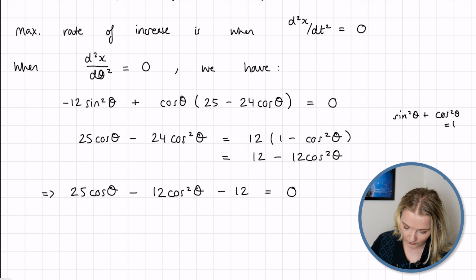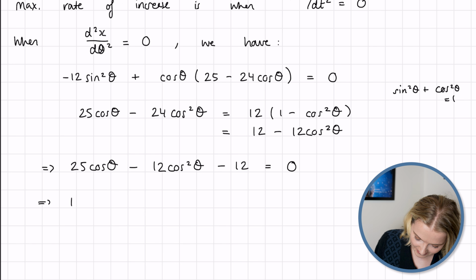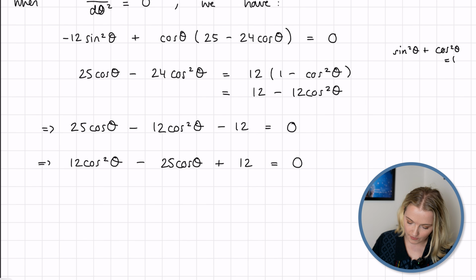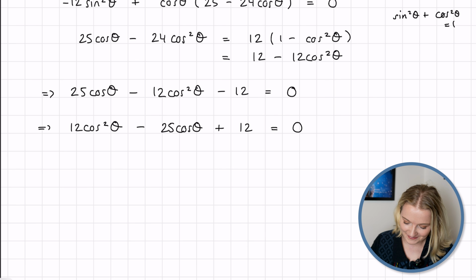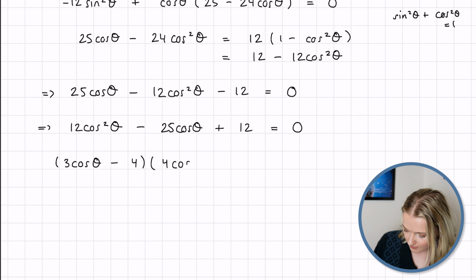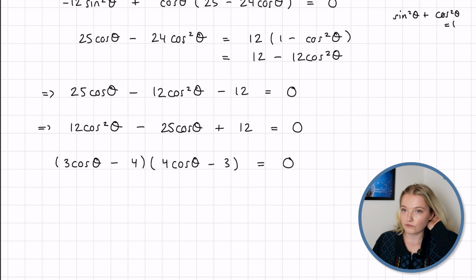Okay, we can move this over again and move it around. So actually this is 12 cosine squared theta minus 25 cosine theta plus 12 equals 0. Oh, we're getting there with this problem. Now you might notice we can factorise this, and this could be factorised as 3 cosine of theta minus 4 multiplied by 4 cosine of theta minus 3 equals 0. And feel free to just verify that on your end if you are interested.